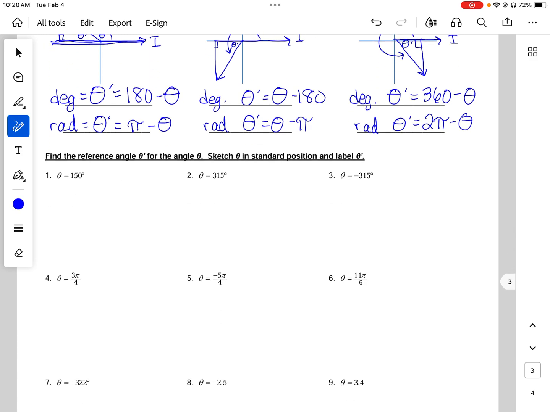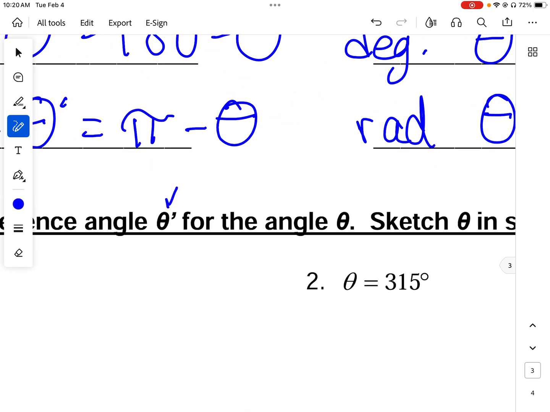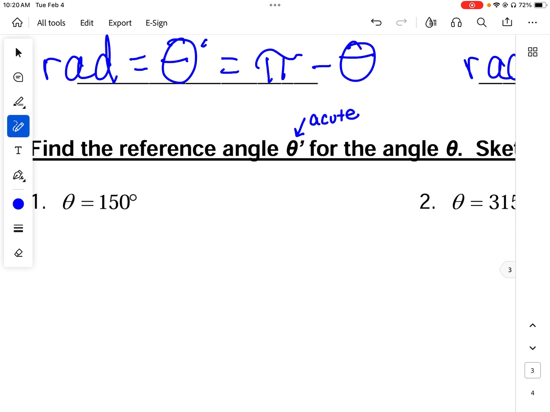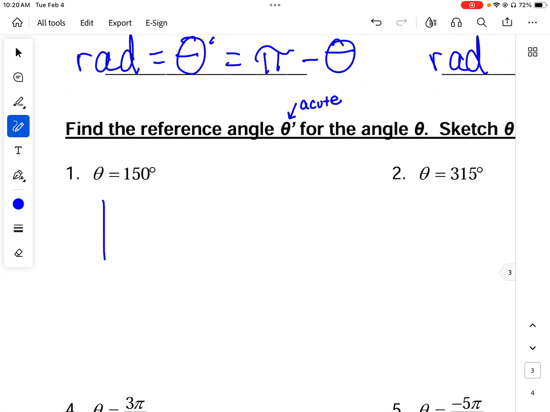So find the reference angle for angle theta. Well, that says angle theta prime. So theta prime is going to be our acute angle, okay? This is our reference angle, and it's the acute angle. That's what we're looking for. So if it's not acute and it's not positive, then we have to do some work. Okay, so go ahead and draw your coordinate grid.